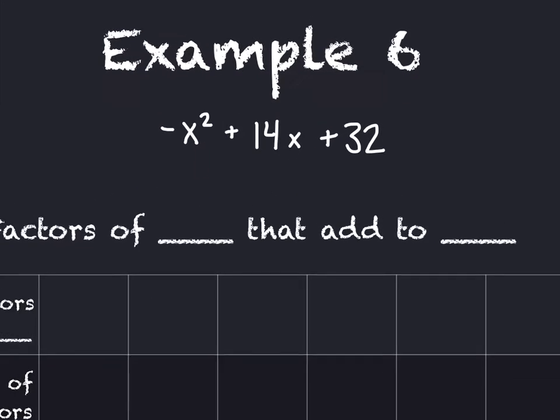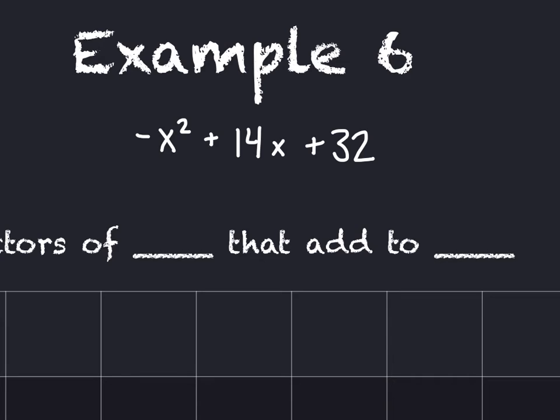Example 6. So here, what makes this a little bit different than the ones that we've been doing before? Does it look different in any way? The x squared is negative. So that makes this problem harder, but we can do one easy step to just get rid of it. So we want to divide everything by a negative 1. So to do that, we just take out a negative 1 and flip all of the signs in our equation.